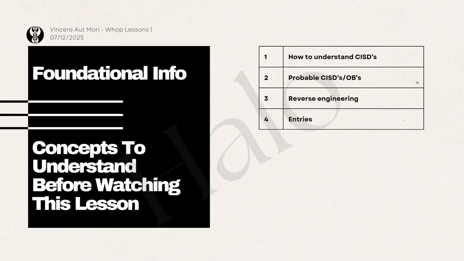So some foundational information, concepts to understand that I'll be covering in this video and that some of you guys may have already understood from the previous video, right? Number 1, how to understand CISDs, basically meaning how to engage them, how to really incorporate them into your trading. Number 2, probable CISDs and OBs. With number 2, I'm going to be discussing probability regarding CISD and OBs more than anything.